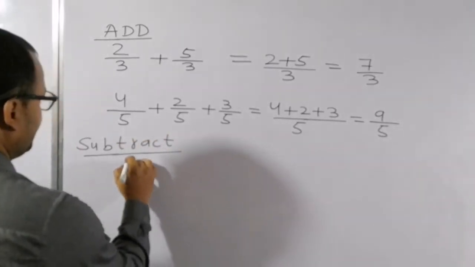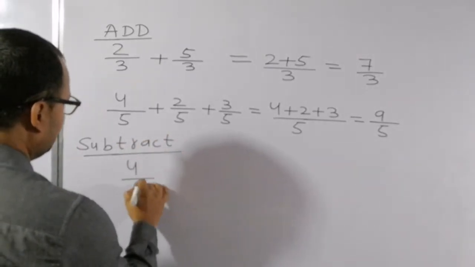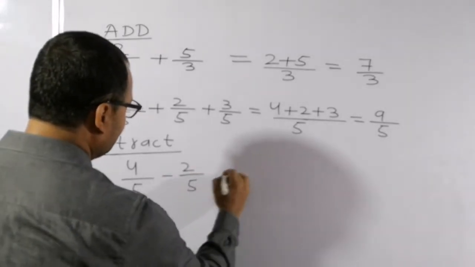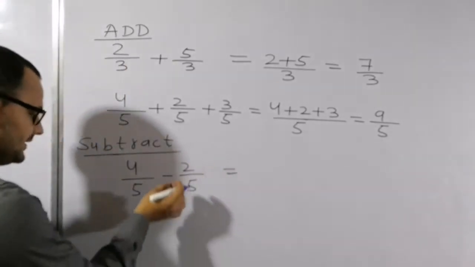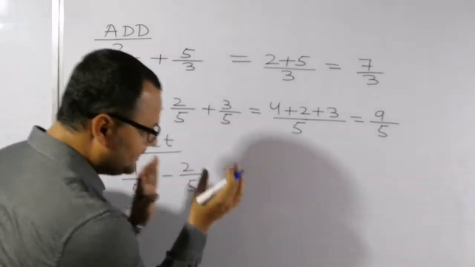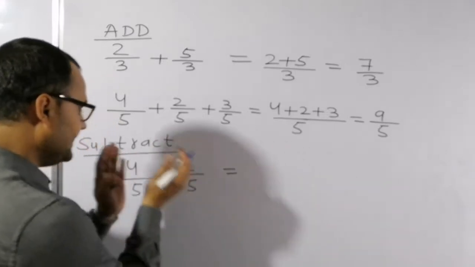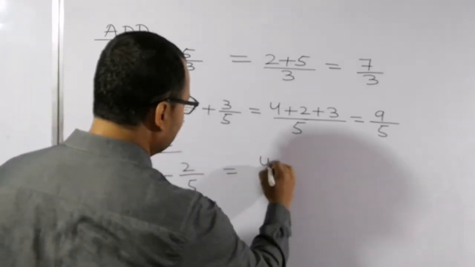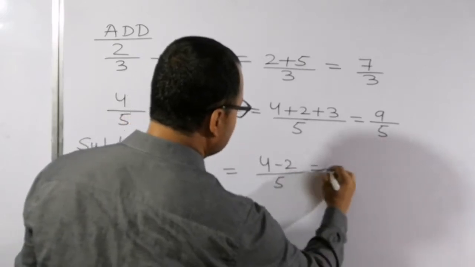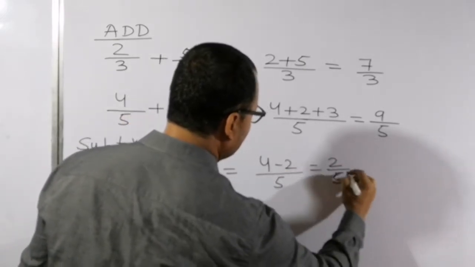If we have to subtract, or subtraction of like fractions, we do the same thing. If from 4 by 5 I am going to subtract 2 by 5, then the same thing, like fractions, simply we have minus, then do the subtraction of the numerators. This is 4, this is minus, and then 5. So I got 2 by 5.